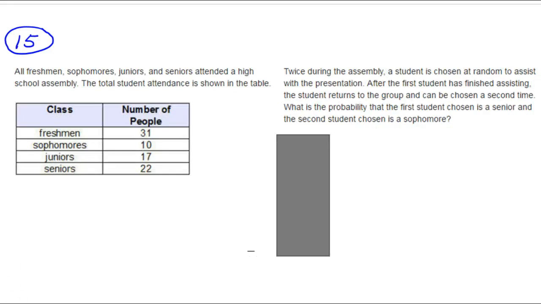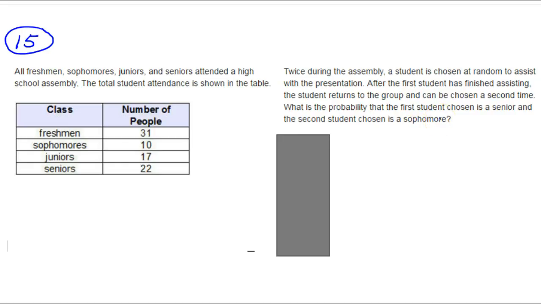Okay, this will be the last question. All freshmen, sophomores, juniors, and seniors attending a high school assembly. The total student attendance is shown in the table. Twice during the assembly, a student is chosen at random to assist with the presentation. After the first student has finished assisting, the student returns to the group and can be chosen a second time. What is the probability that the first student chosen is a senior and the second student chosen is a sophomore?